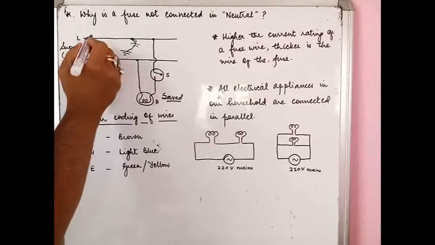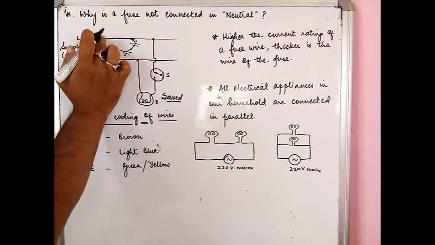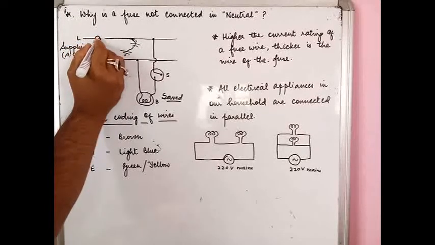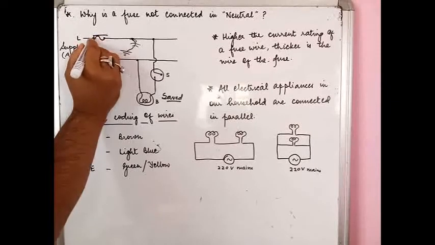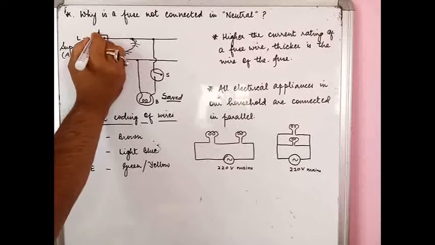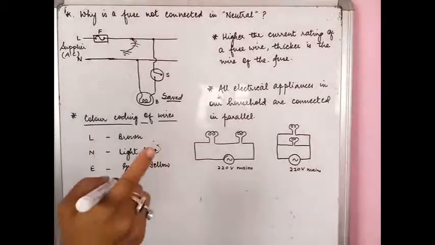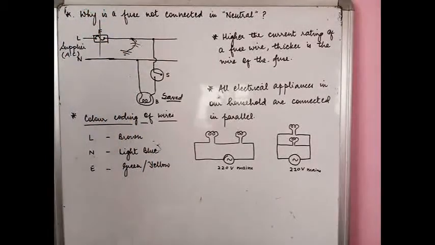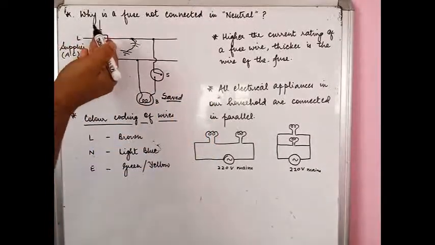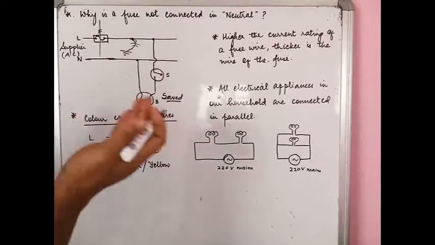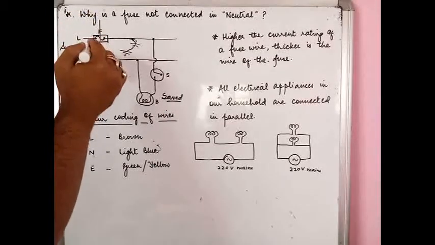So supposing that we have the fuse somewhere here. Now the disconnection will happen over here. When will the disconnection happen? Whenever there is an excess supply of current. The function of the fuse is to disconnect the circuit. It will melt, and when it melts, it disconnects the circuit.